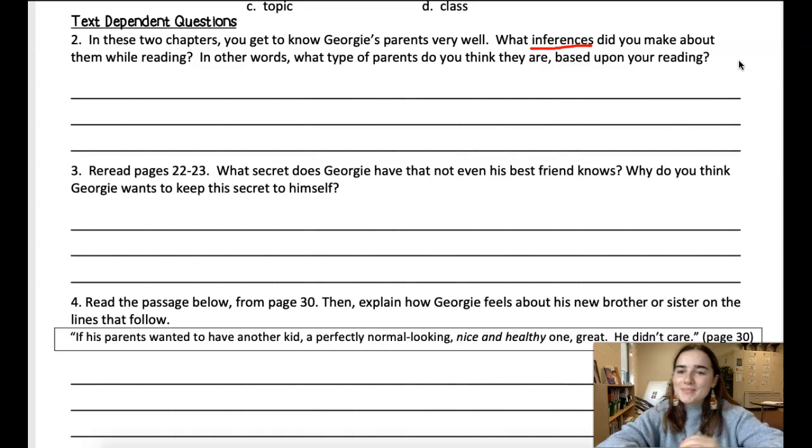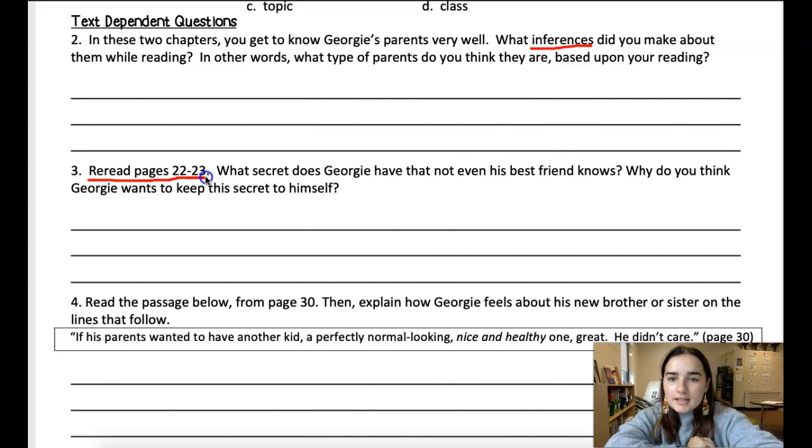All right. Number 3. Reread pages 22 and 23. What secret does Georgie have that not even his best friend knows? Why do you think Georgie wants to keep this secret to himself? If you do not remember what happened on pages 22 and 23, go up to those videos so you can read that part.